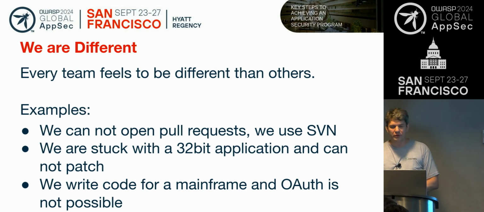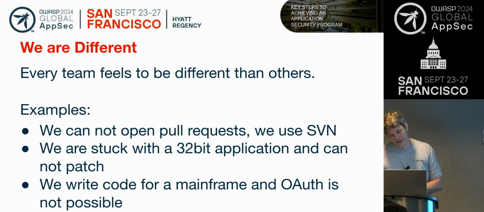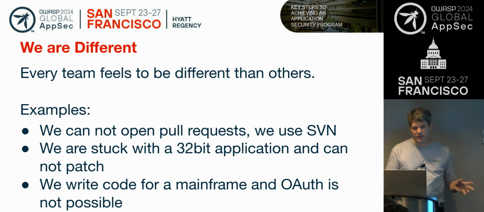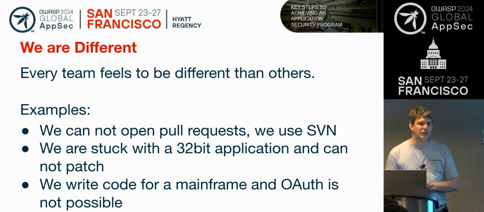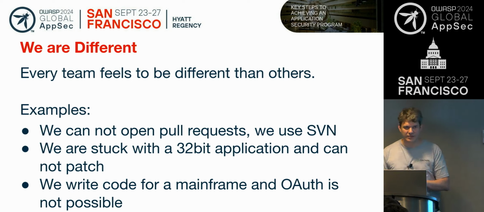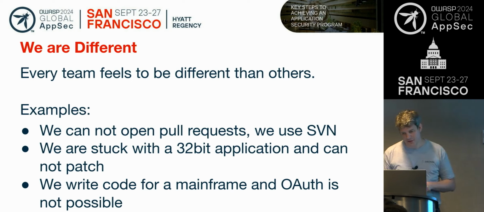We cannot open pull requests, we use SVN is one. Then another one is we're stuck with a 32-bit application and cannot patch. So in case they patch to 64-bit applications, the numbers are changing, and for the business, it's very important that the numbers are the same. In this case, it's an insurance, so they have made contracts 30 years back or 10 years back, and they cannot change it.